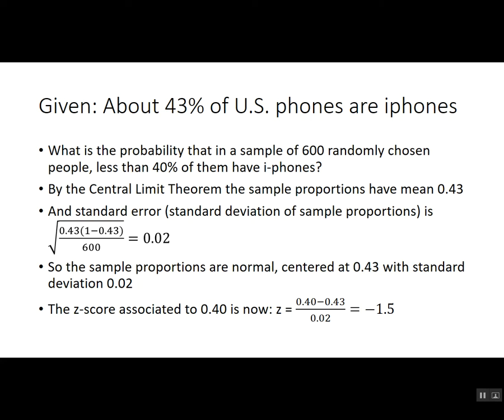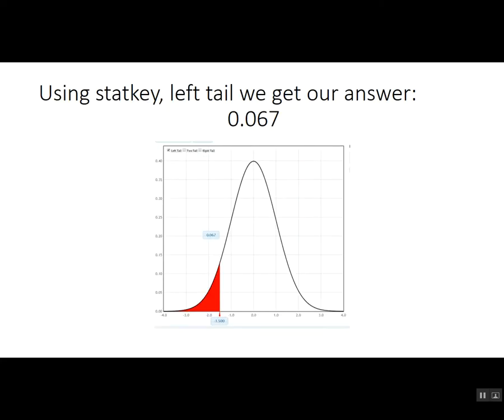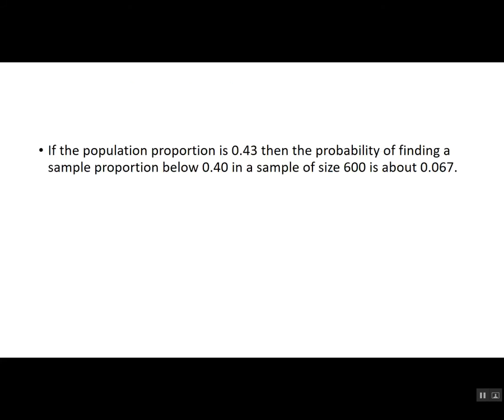This is just our normal distribution problem, except instead of talking about the average amount of sales at a store or something, we're talking about these sample proportions. The average of all the sample proportions is 0.43. We're interested in 0.40, and it would have a z-score of negative 1.5. With the help of StatKey, you get our answer, 0.067. If the population proportion is 0.43, then the probability of finding a sample proportion below 0.40 in a sample of size 600 is about 0.067.